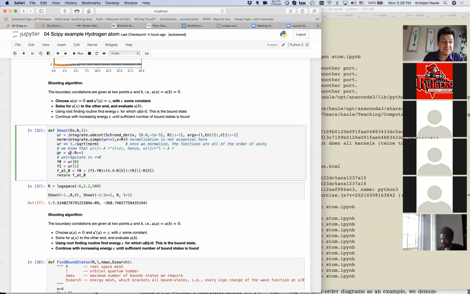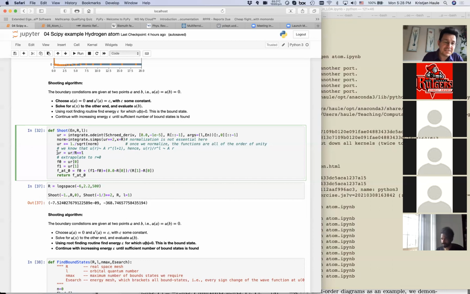Then the second trick that we are going to do here is we know something about such functions, okay? So of course, whenever you know something about the function that you're trying to obtain, use that knowledge. Now, what do we know about this function? Well, we know that the function goes roughly as a constant times r to the power of l plus 1, okay? So therefore, it's a good idea to divide this function by r to the l, and then we know that the function is roughly linear. And then a linear function you can extrapolate to 0 very, very precisely, okay?